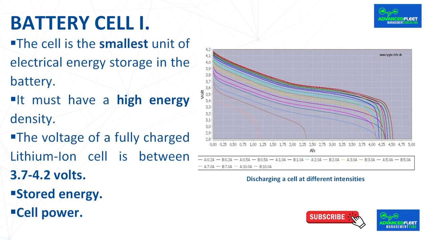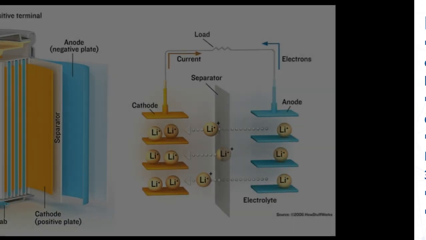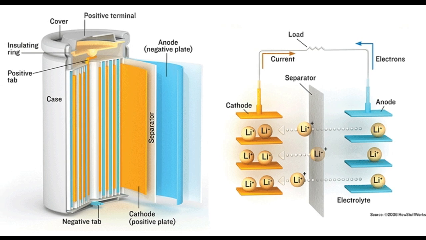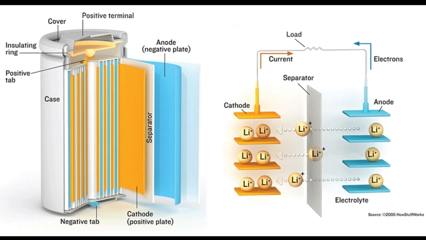Battery Cell 1. The cell is the smallest unit of electrical energy storage in the battery. Each cell joins its counterparts in series in order to add their voltages and increase the energy storage capacity, which will later be delivered to the electric motor, among other components, and which drives the vehicle.